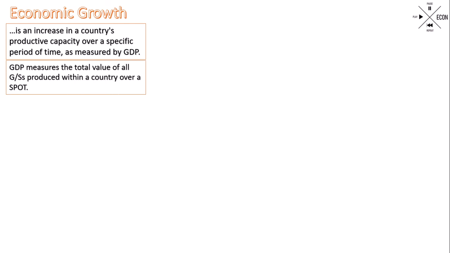So hopefully you've got GDP measures the total value of all goods and services produced within a country over a specific period of time. Obviously that's one way of measuring GDP, which is total output. See if you can now identify the other three methods of measuring GDP. So the three ways are total income, total output and total expenditure. So now draw a circular flow of income diagram which backs that theory up.